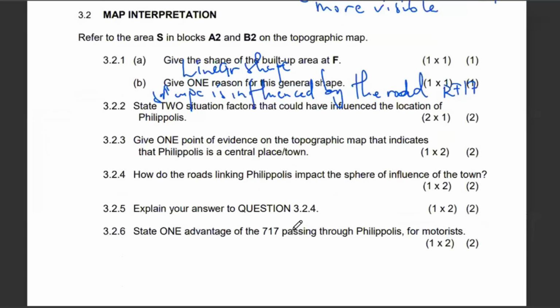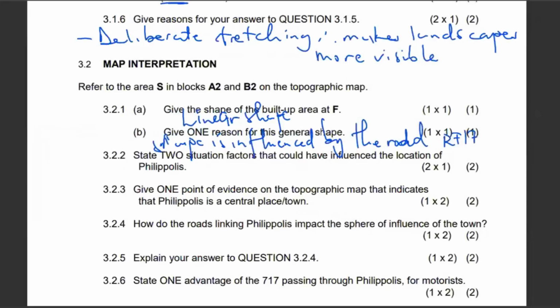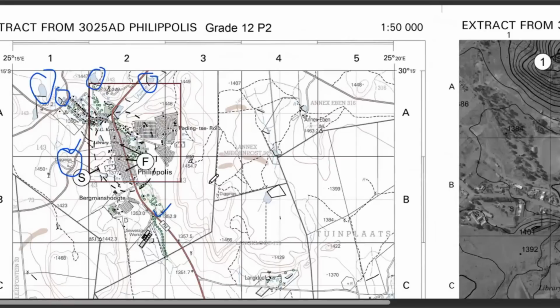Right, I'll go on to the next point. Give one point of evidence from the topographic map that indicates that Philippolis is a central place or a central town. If we check Philippolis' location here, this is Philippolis. We are saying it's a central place. By a central place, we mean an urban area which is responsible for the supply of services and goods to the surrounding rural areas. Philippolis is the only built up area or the only urban settlement here.